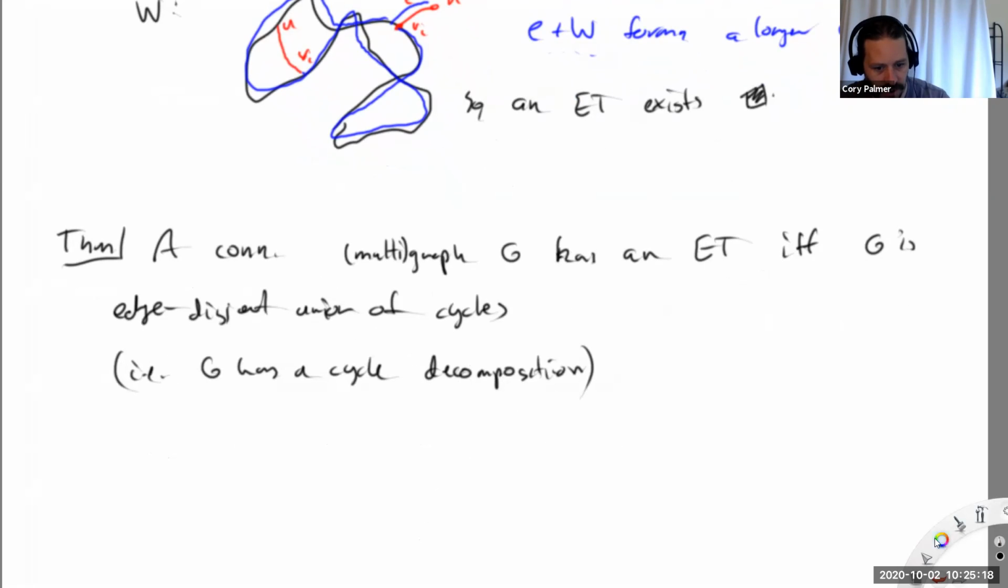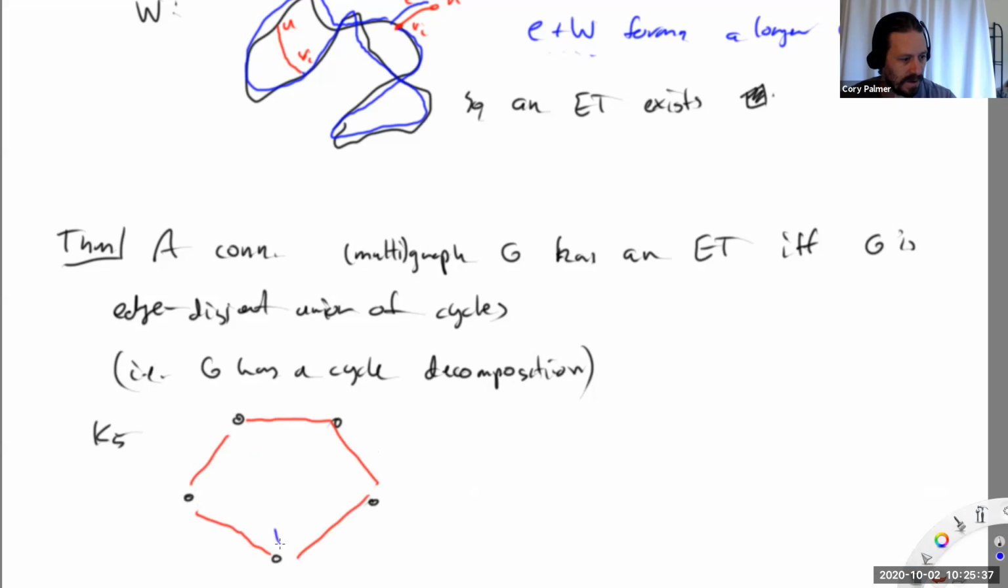So maybe a really simple example, these are usually good to do in color. So let's take K5, for example, here. K5 has this really simple cycle decomposition. I can decompose it into the following 5-cycles. Right? That 5-cycle and this 5-cycle. Those 2 cycles use up all the edges of the graph, and they're disjoint from each other, and there's 2 of them there, okay?